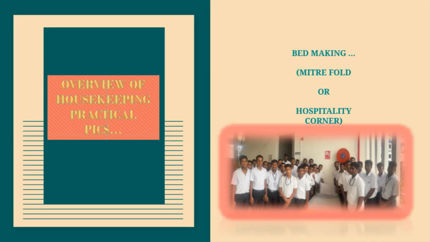Let's talk about bed making, which is a fundamental part of maintaining a clean and comfortable environment. When making a bed, you have two main techniques to consider: the miter fold and the hospitality corner. The miter fold involves folding the top sheet and blanket diagonally to create a neat, crisp corner, giving the bed a polished look. It's often used in more formal or upscale settings.